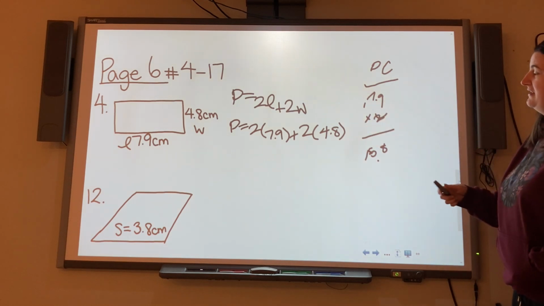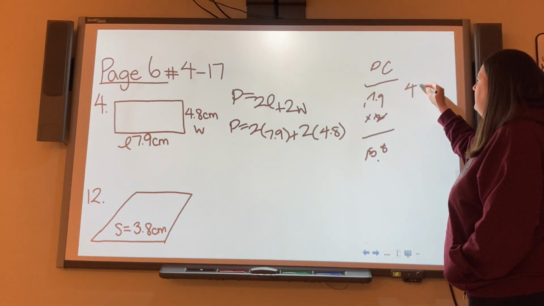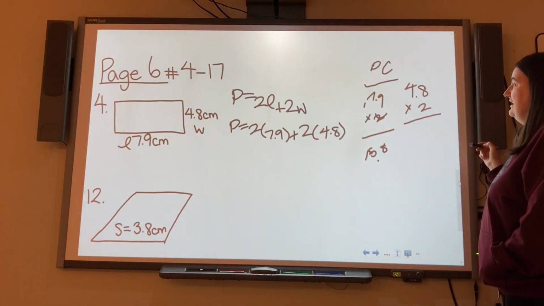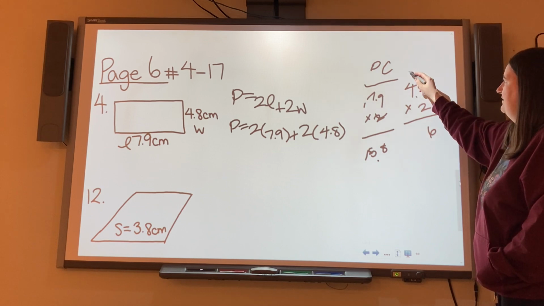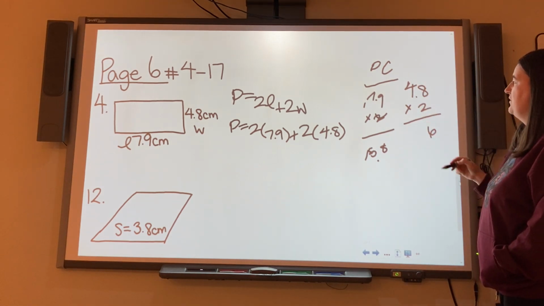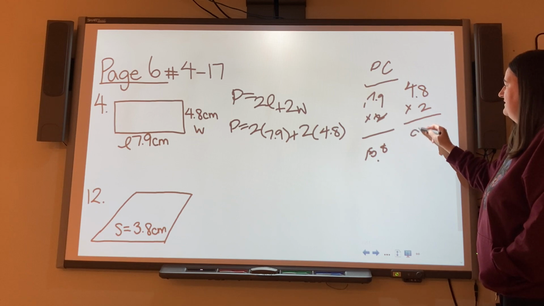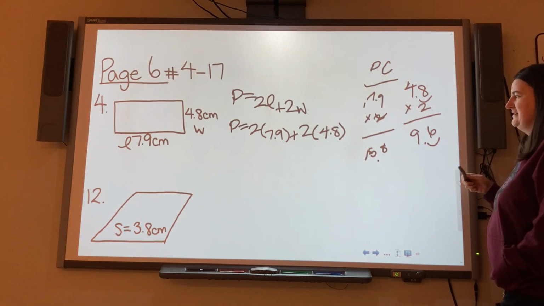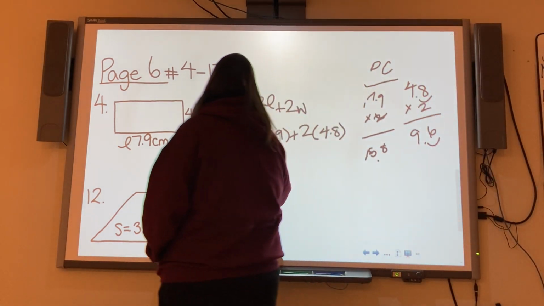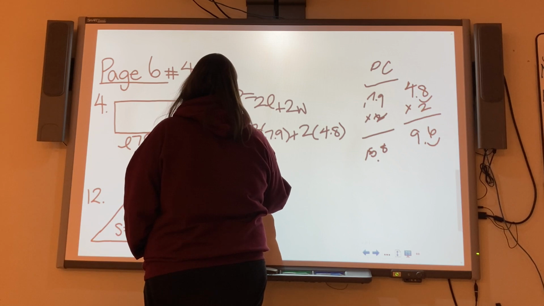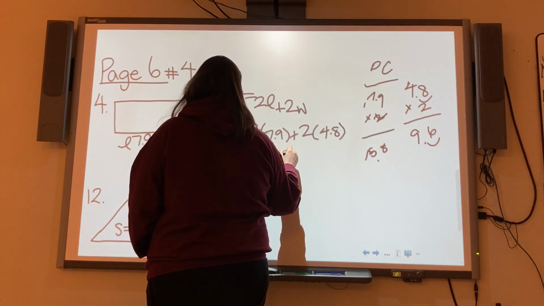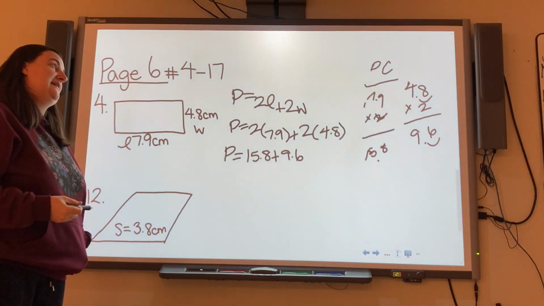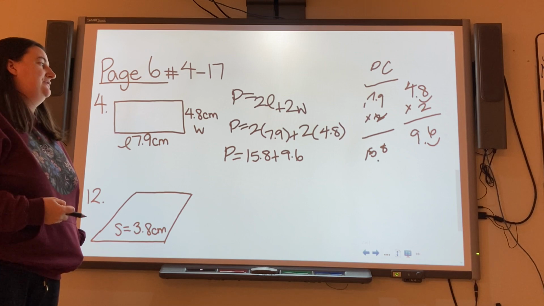Now you got to do the same thing with the next one. So 4.8 times 2. 2 times 8, 16, carry your 1. 2 times 4 is 8, plus the one that you carried is 9. You've got 1 decimal spot, you're going to have 1 decimal spot, 9.6. So you go back over to your formula. P equals 15.8 plus 9.6. So you did your times just like BEDMAS says to do. And then you do your adding.